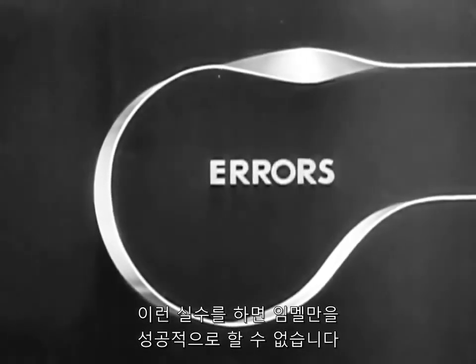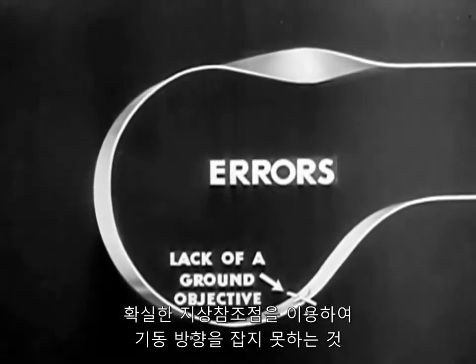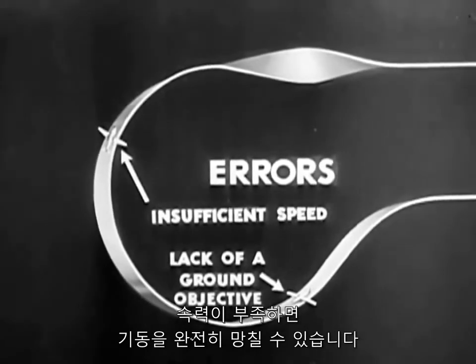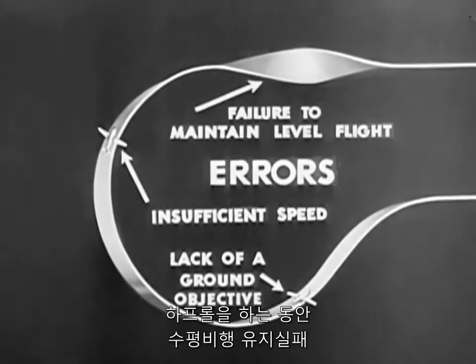The maneuver will not be a successful Immelmann if these common errors are made. Failure to orient the maneuver toward a definite ground objective. Insufficient speed, which may result in complete failure. And failure to maintain horizontal and level flight during the half roll.